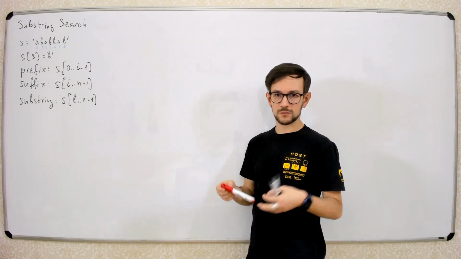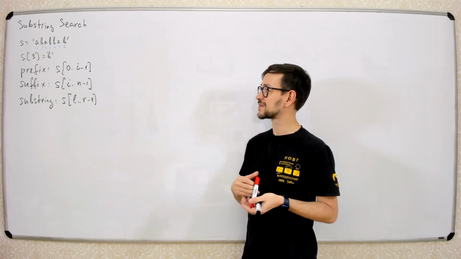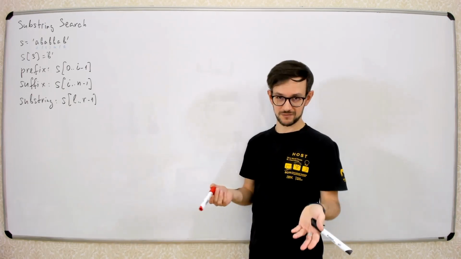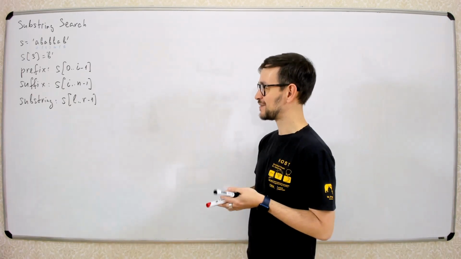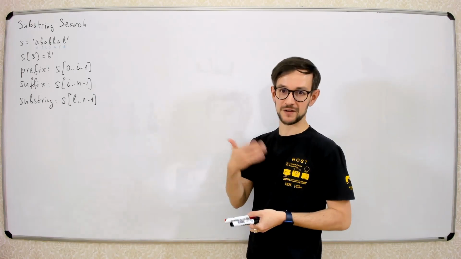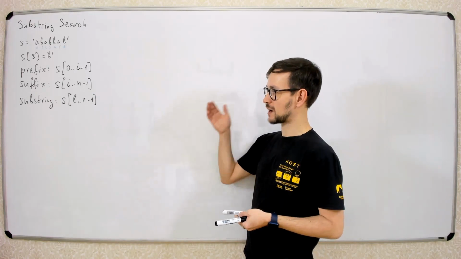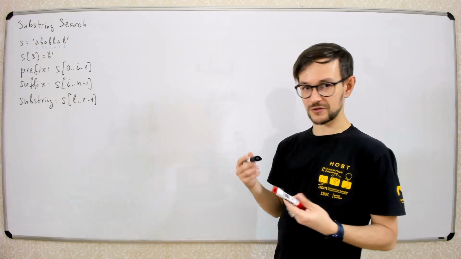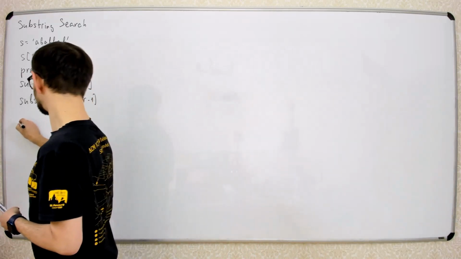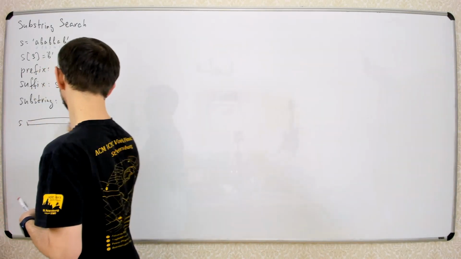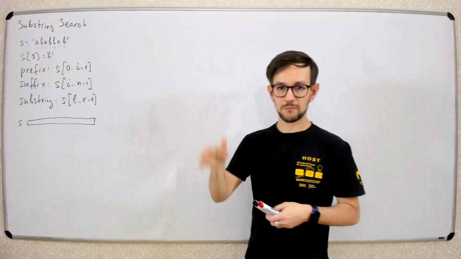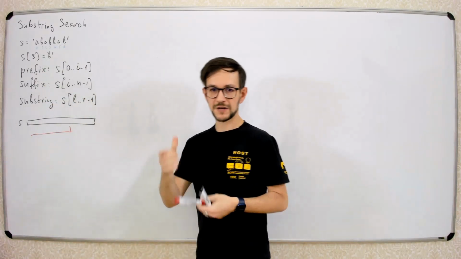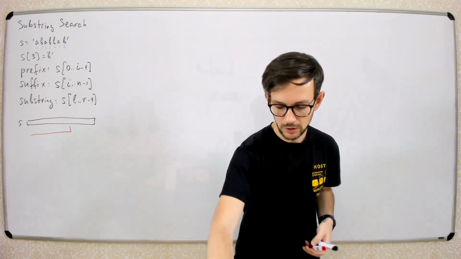Well, let's talk about some interesting properties of these things. If you take a prefix of any prefix, you will have some prefix. Obviously, if you take a suffix of any suffix, you will have some suffix. If you take some suffix of some prefix, what will you have? You will have some substring. So if you have some string, you take some prefix of this string, and then you take some suffix of this prefix, you will have this substring.